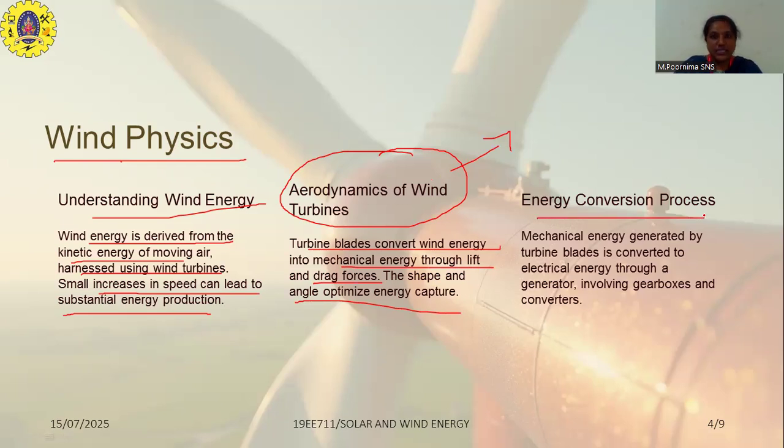Then the energy conversion process: how is the energy converted? The mechanical energy generated by the turbine blade is converted to electrical energy through a generator, which involves a gearbox and converter. This is the energy conversion process. Okay, this is about wind physics.